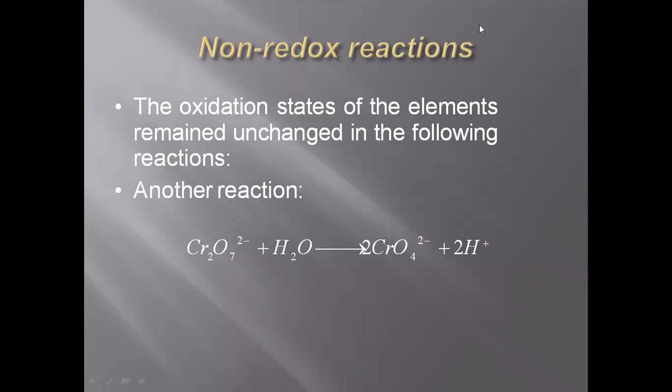So when the dichromate ion Cr2O7 2- reacts with H2O, it forms 2CrO4 2- plus 2H+ ions. This means your ion is dissociating into ions without changing its oxidation state. Clear? Here hydrogen bears +1 oxidation state, and here also it bears +1 oxidation state. If you calculate the chromium oxidation state, it will be the same. So there will be no change in the oxidation state, but simultaneously the ionic state will change.